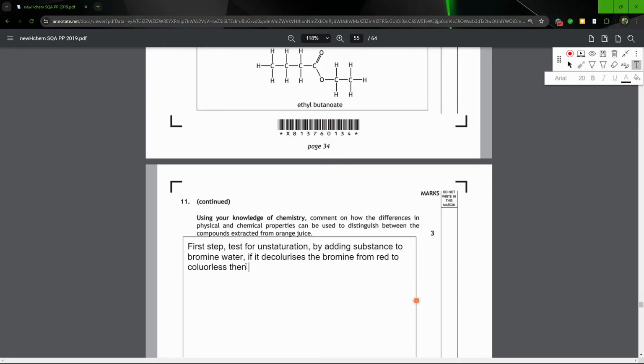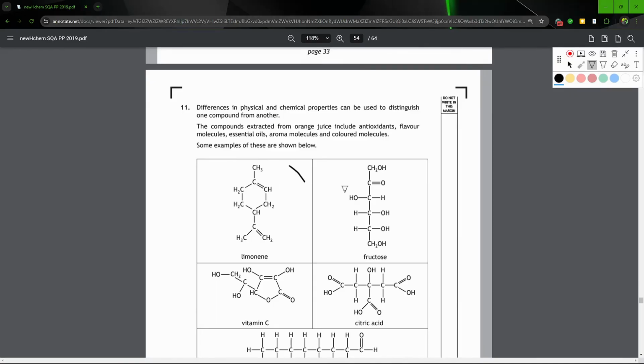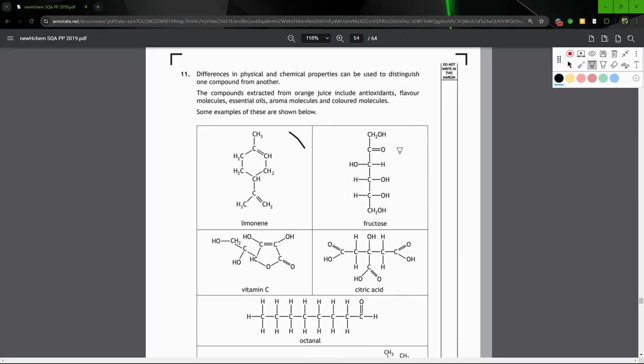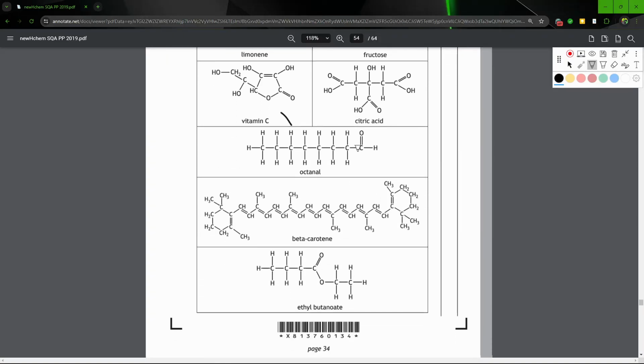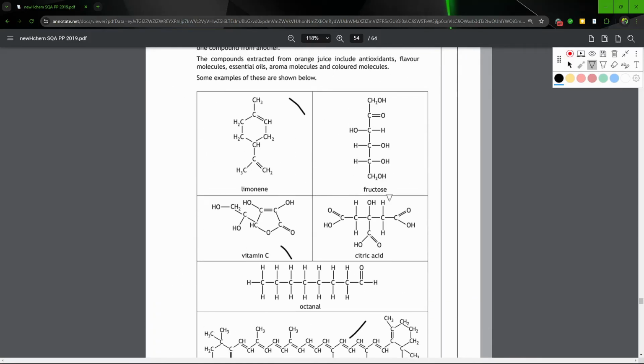then the molecule is unsaturated. But if it does not, the molecule is saturated. So how does this help us? Well, this molecule here is unsaturated, so I put a line through it. This one's saturated, unsaturated, saturated, saturated, unsaturated. So there we go. Now we've split away three and we can test them individually.